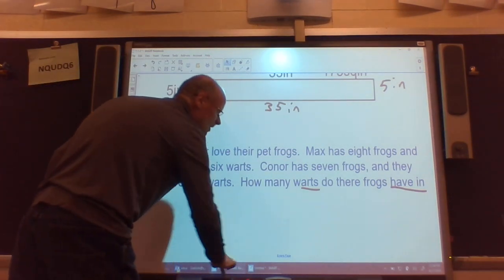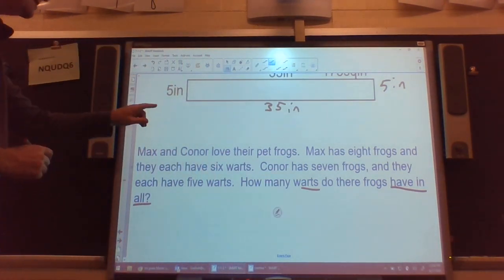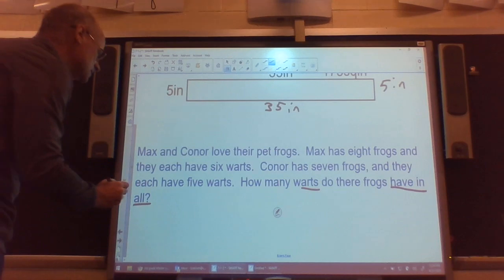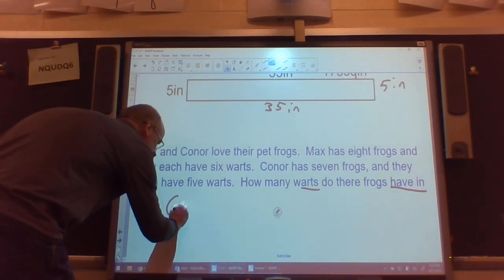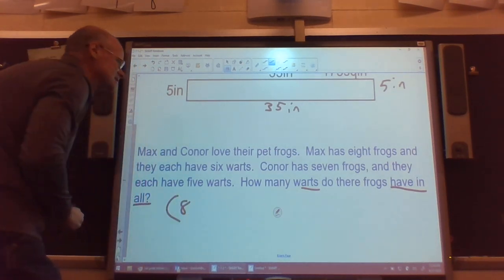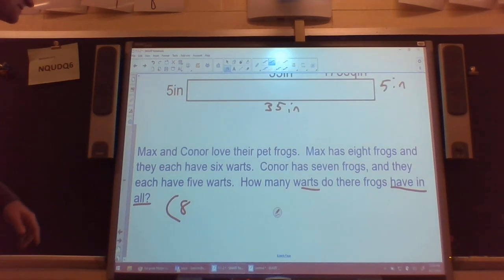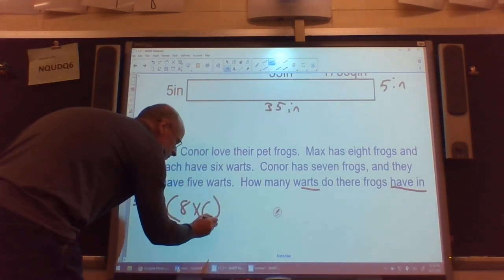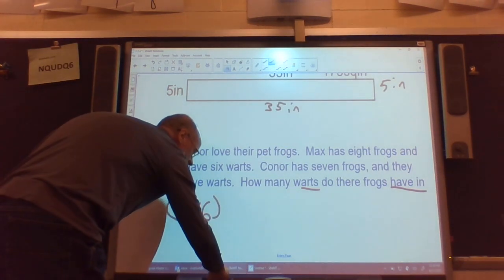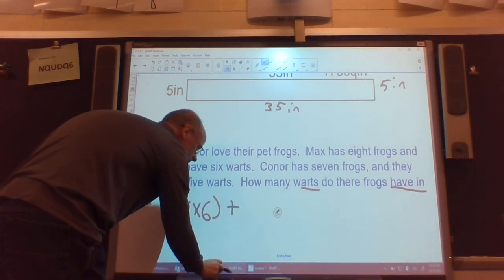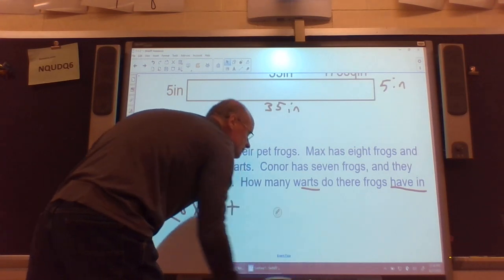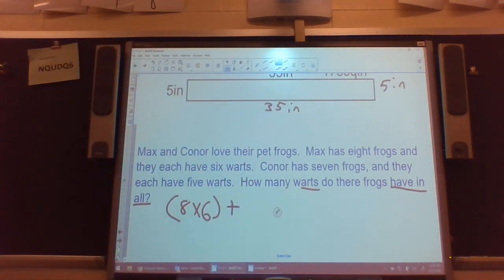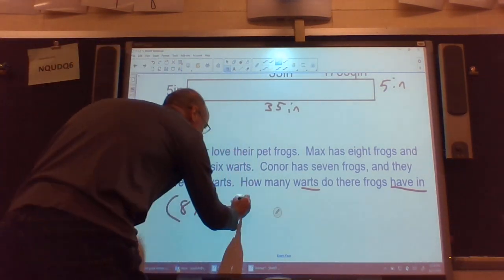And I'm going to write my equation. Now, what I know about Max is he has 8 frogs. I'm going to do Max in red. Max has 8 frogs, and they each have 6 warts. So I'm going to have to do 8 times 6 for Max. Now I'm going to figure out Connor. Connor has 7 frogs.